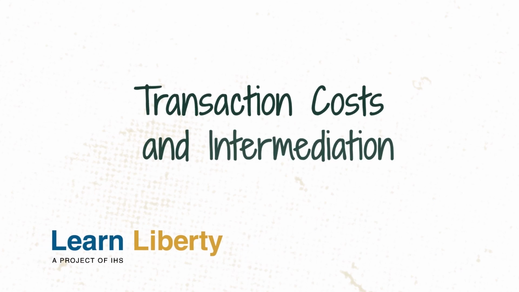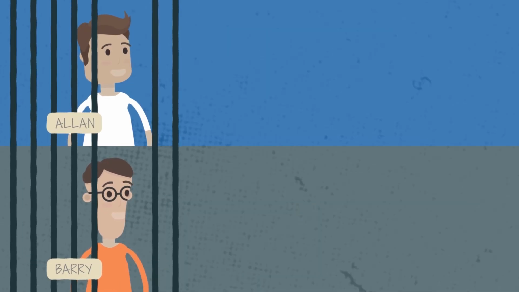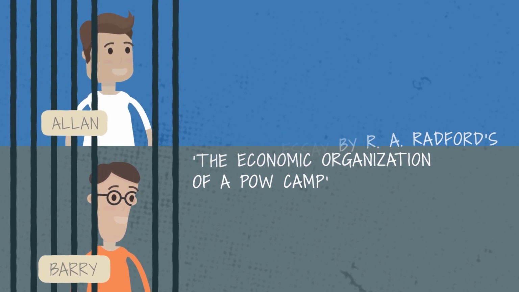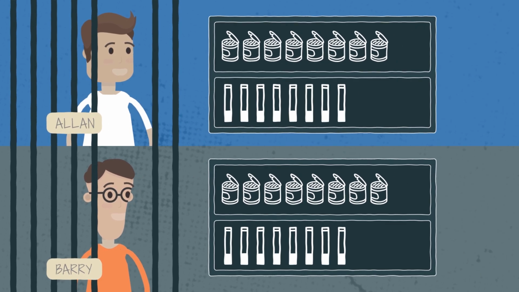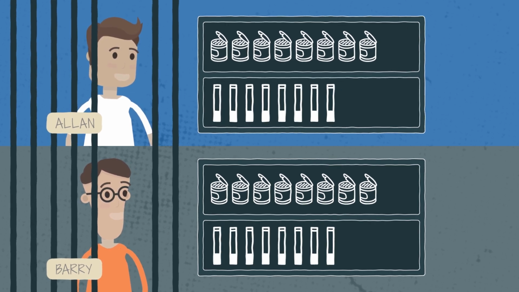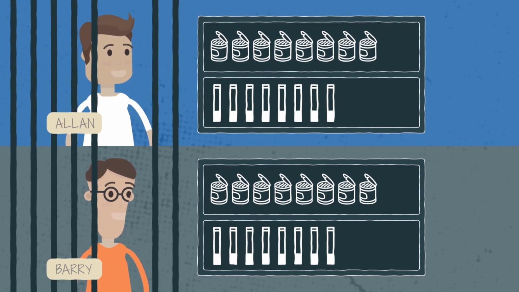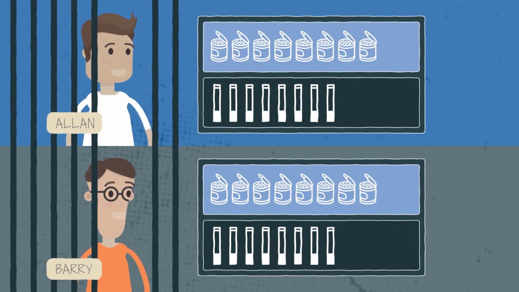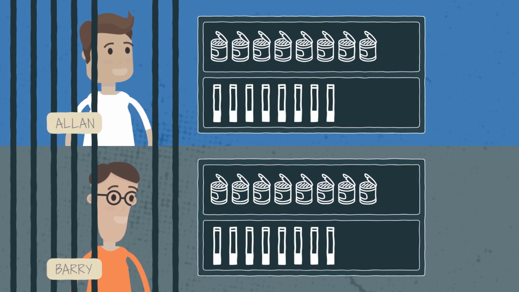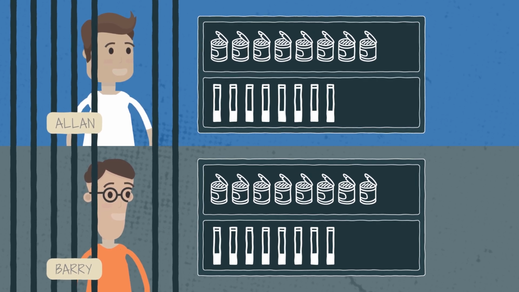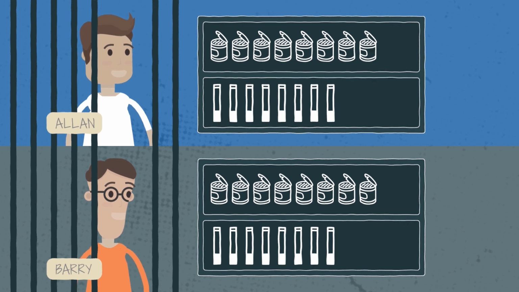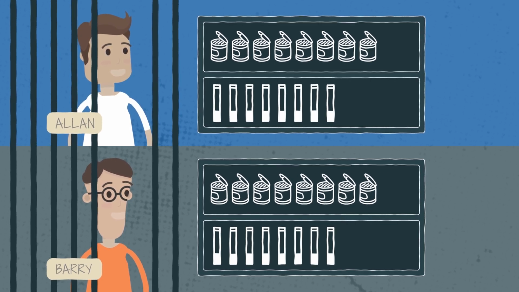Transaction costs and intermediation. Imagine two prisoners in a POW camp. Call them Alan and Barry. Alan and Barry each receive exactly the same rations at exactly the same time. Let's focus on just two of their rations, cigarettes and tins of beef. Alan and Barry both have cigarettes and beef, and they have them in the same quantities. But what's not the same is their preferences for cigarettes and beef.